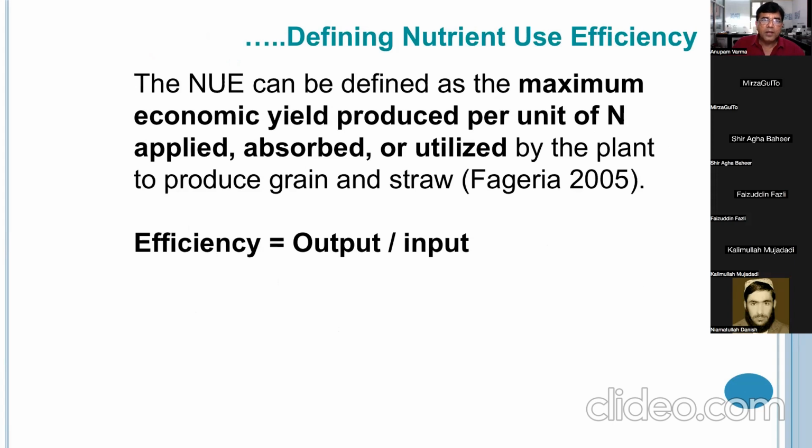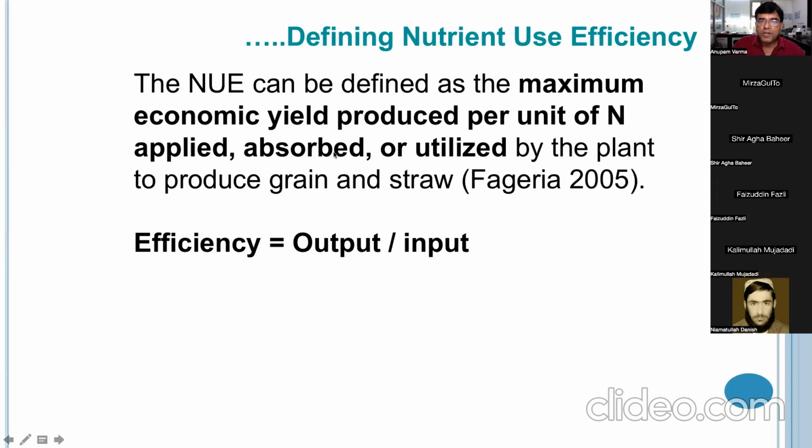You can see the nutrient use efficiency can be defined as the maximum economic yield produced per unit of nutrient. Here N is for nutrient, it is not for nitrogen. So economic yield produced per unit of nutrient applied. So here you can see nutrient use efficiency can be with respect to applied nutrient. Means you applied a certain amount of nutrient, how much is taken up by the plant. So that is with respect to applied nutrient.